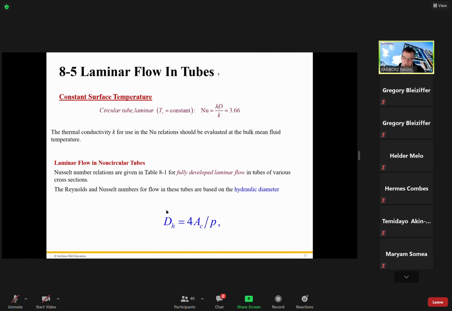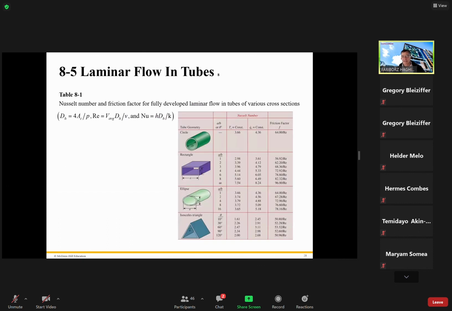First, you define your hydraulic diameter, and then based on that hydraulic diameter, you calculate your Reynolds number, and then you go to table 8.1. Similar to table 7.1, you have dependent geometry. If it's circle, if it's rectangular, if it's ellipse, if it's this one, all of them depend on your geometry. Okay. Therefore, this specifies the boundary conditions.